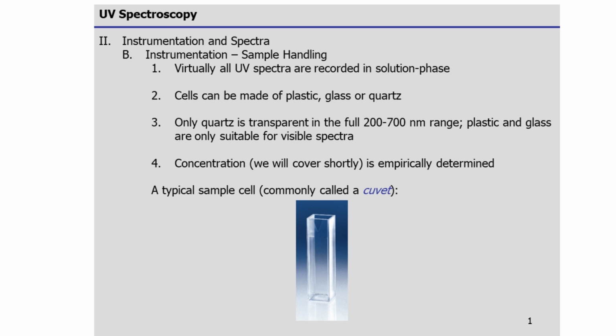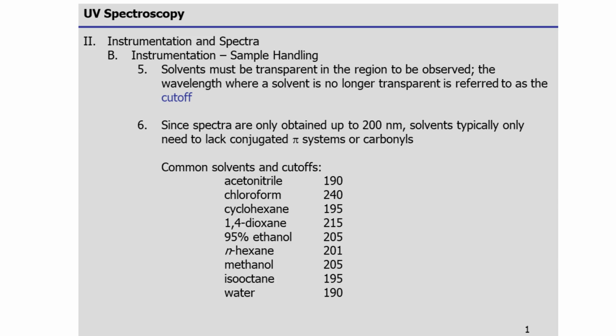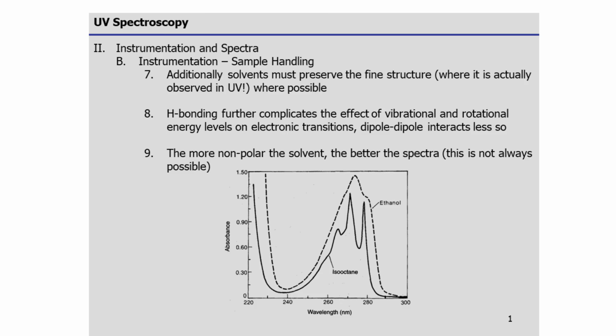Concentration is empirically determined. Solvents must be transparent in the observed region. The wavelength where a solvent is no longer transparent is called the cutoff. Common solvents and their cutoffs are listed here. Solvents should preserve the fine structure of spectra. H-bonding complicates vibrational and rotational energy levels. Nonpolar solvents generally provide better spectra.